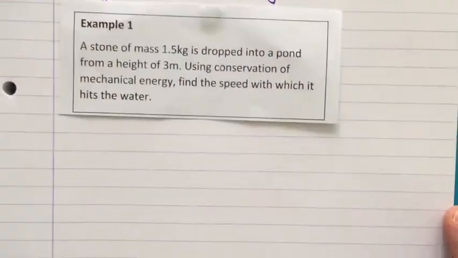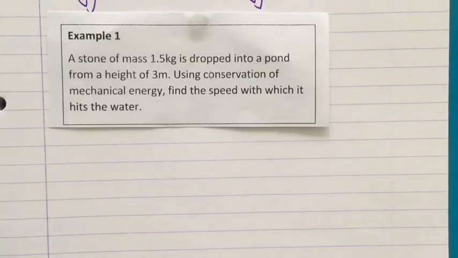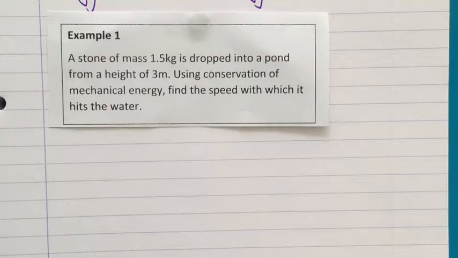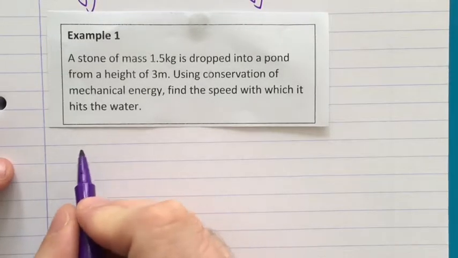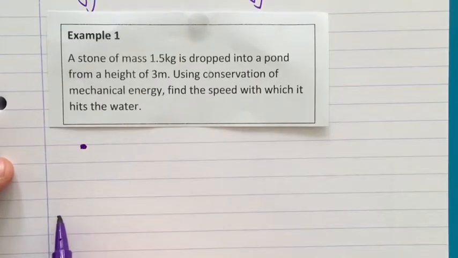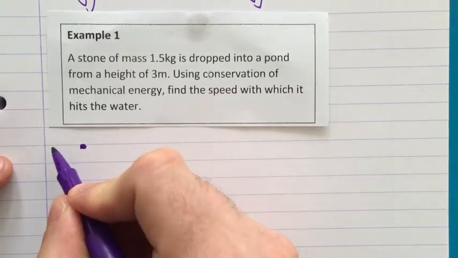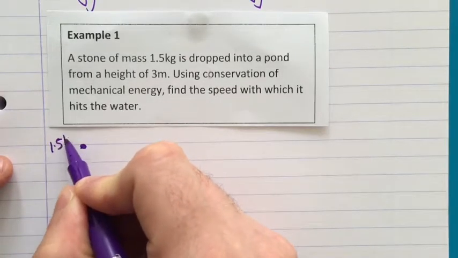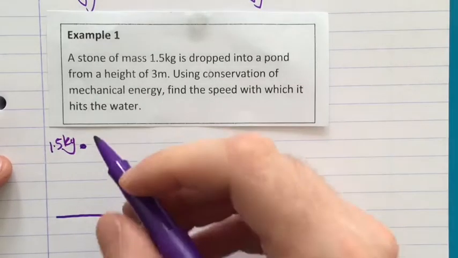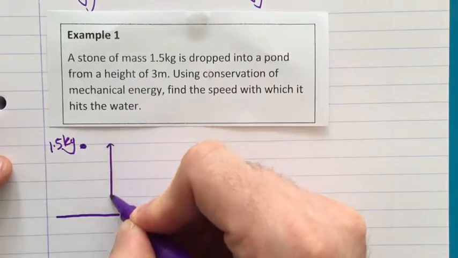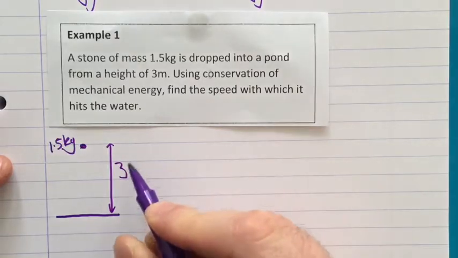Here we have a stone being dropped into a pond from a height of 3 meters. We're going to use conservation of mechanical energy to find the speed with which it hits the water. So, as always, start with a diagram. Here's my stone. Here's my pond. This has a mass of 1.5 kilograms, and we have a height here of 3 meters.